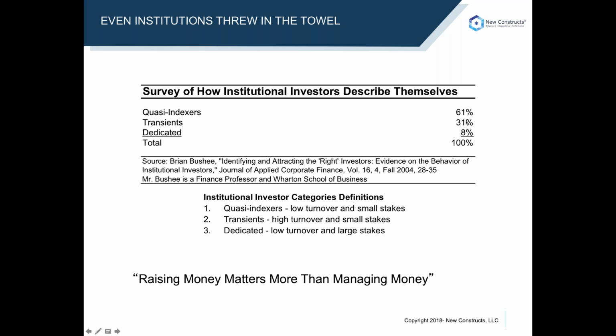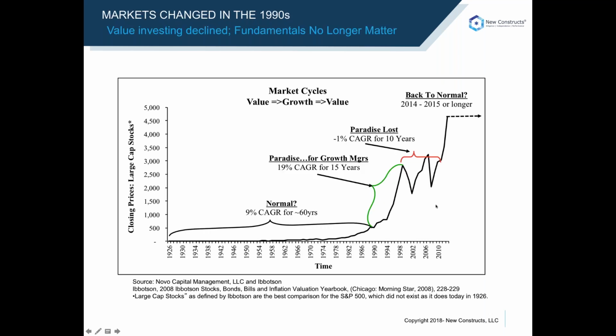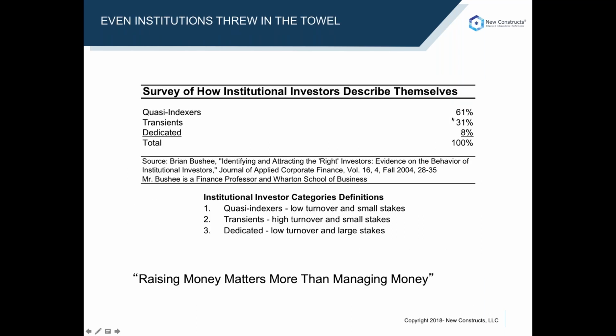These were short holding period folks. These were people that were in and out of stocks, not investing based on fundamentals. And then only 8%, and this is in 2004, right? We've seen the market since 2004 do a serious header back up, right? But only 8% described themselves as dedicated or long-term, really low turnover and large stakes, more of a value investing mentality.